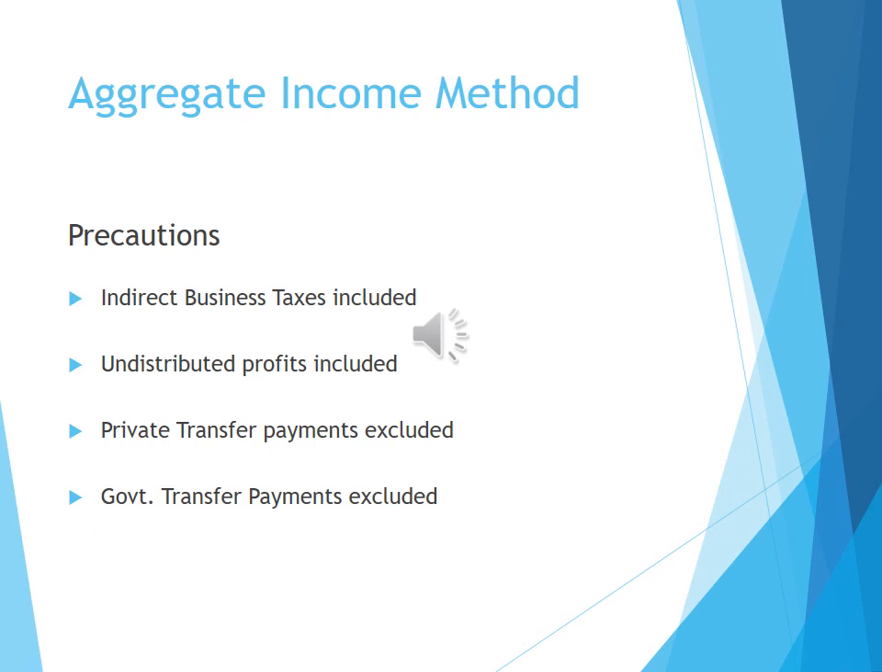The third and the fourth precaution is that the transfer payments by the people, for example, gifts, must be excluded, because such transfer payments already have been included in the income of the persons who have made these transfer payments. In the same way, public sector transfer payments, government transfer payments, for example, pensions and unemployment allowances, must also be excluded because such transfer payments already have been included in the income of the public sector.